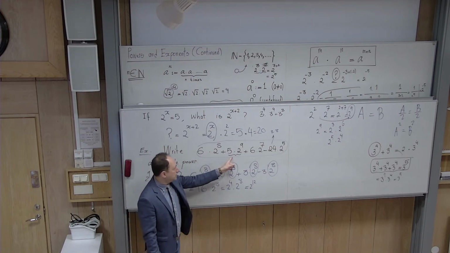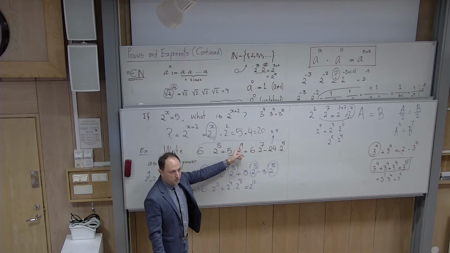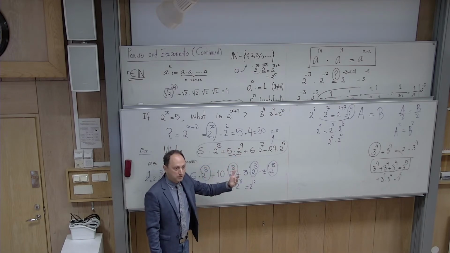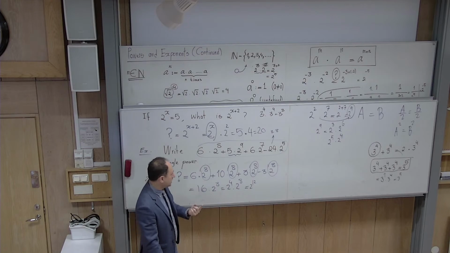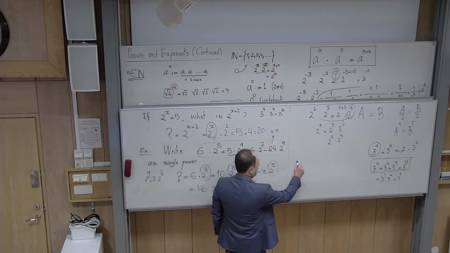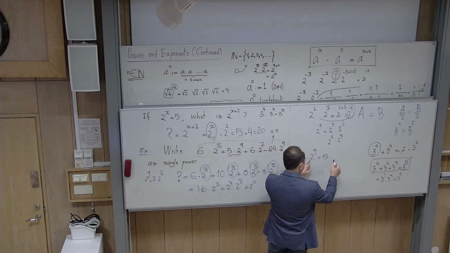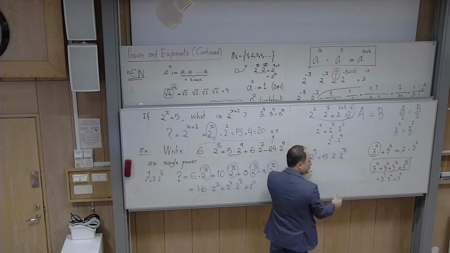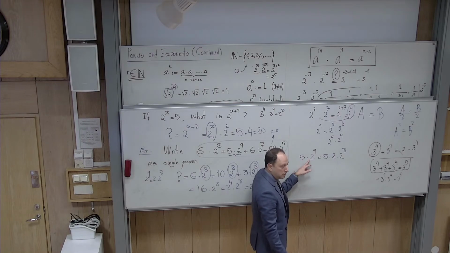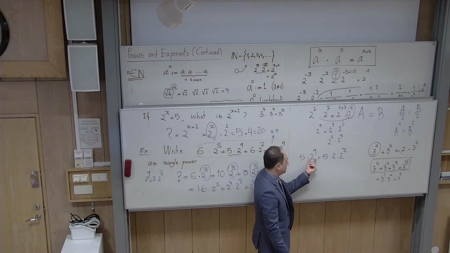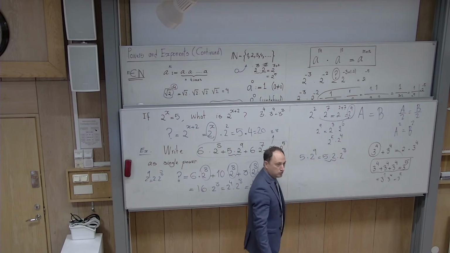But when I go to the next one, this is 2 to the power of 9. My strategy is to have 2 to the power of 8. So there's one way I can do that. How? Instead of 2 to the power of 9, I can write 5 times 2 times 2 to the power of 8. Yes? Because my strategy is to make 2 to the power of 8 appear. And then 5 times 2 is 10.